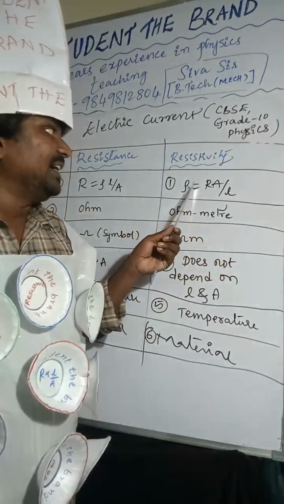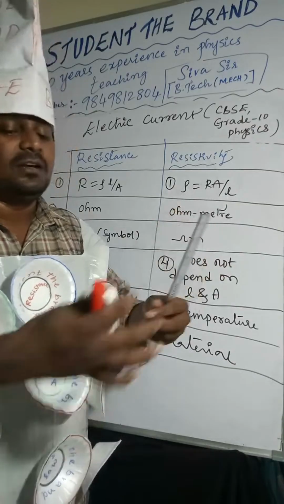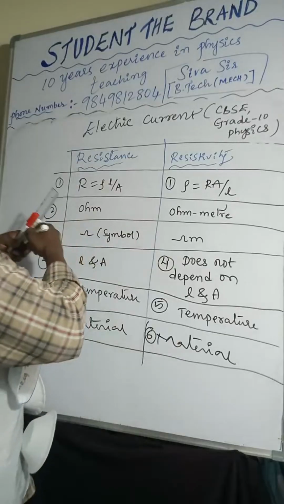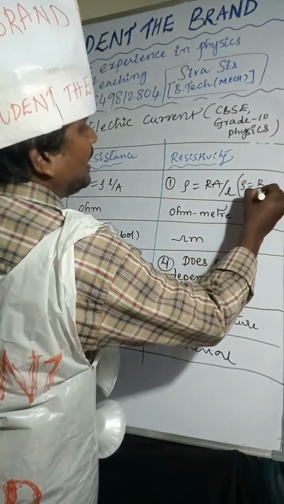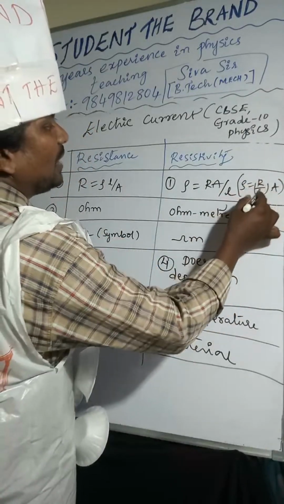So resistivity is equal to the resistance of the conductor per unit length and unit cross-sectional area. So we can also write resistivity in this format: rho equals R by L into A. Rho equals R A by L.